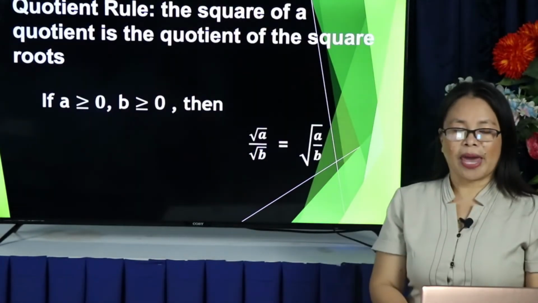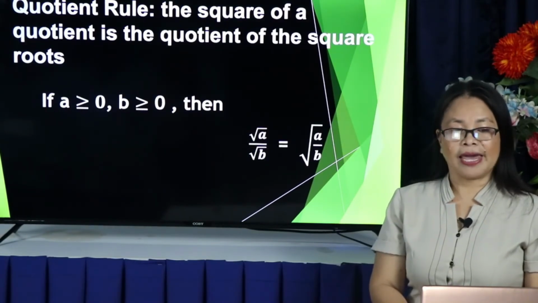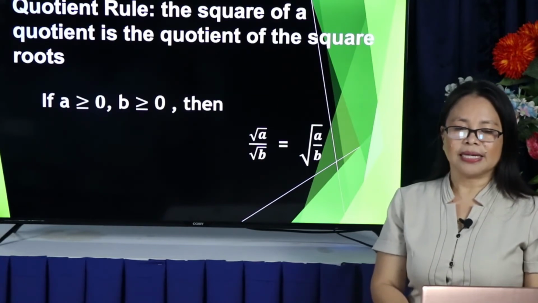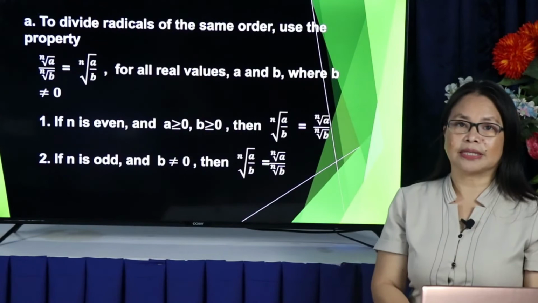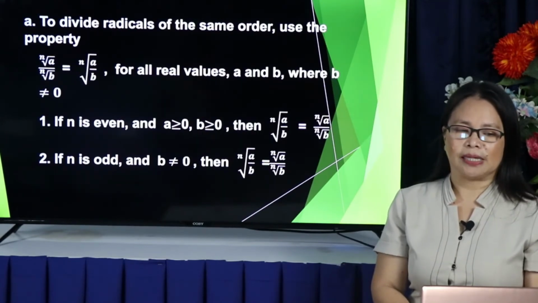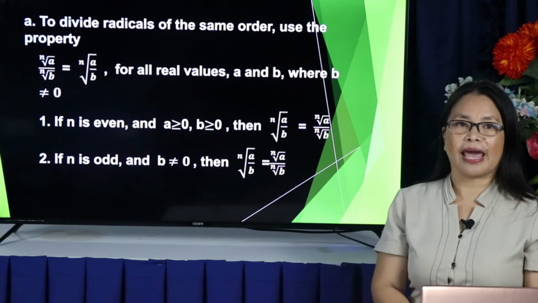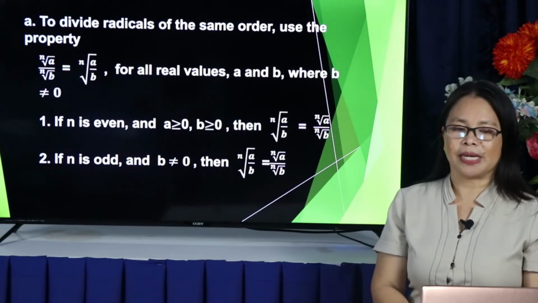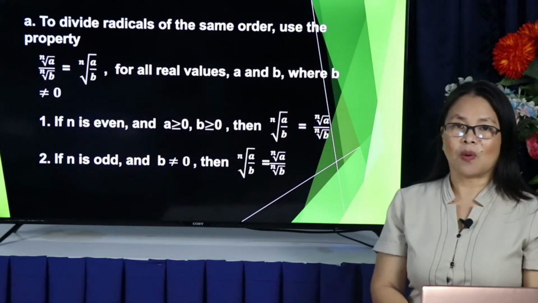Quotient rule. The square root of a quotient is the quotient of the square roots. So if A is greater than or equal to 0 and B is greater than or equal to 0, then the square root of A divided by the square root of B is equal to the square root of A over B. To divide radicals of the same order, use the property: the nth root of A over the nth root of B is equal to the nth root of A over B, for all real values A and B, where B is not equal to 0.